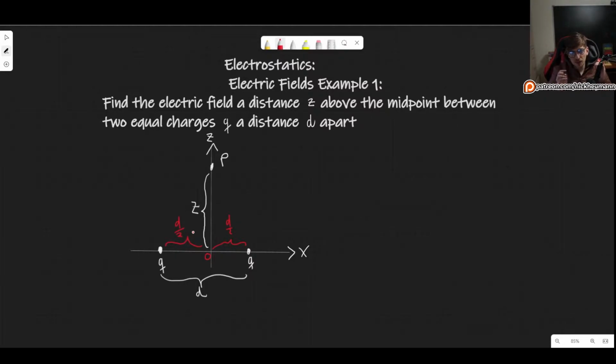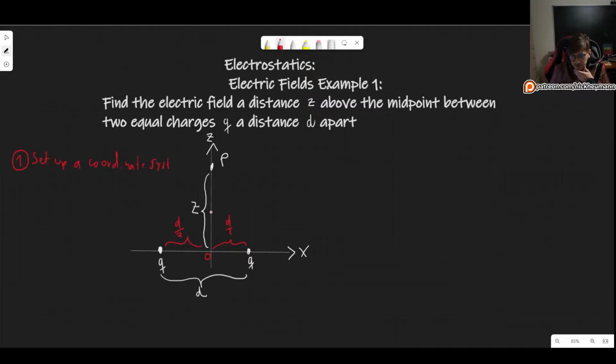Now, this is a very important thing whenever you are in electrostatics. The first step is going to be to set up a coordinate system. So, set up a coordinate system. That's step number 1. You will always have to do this, okay?